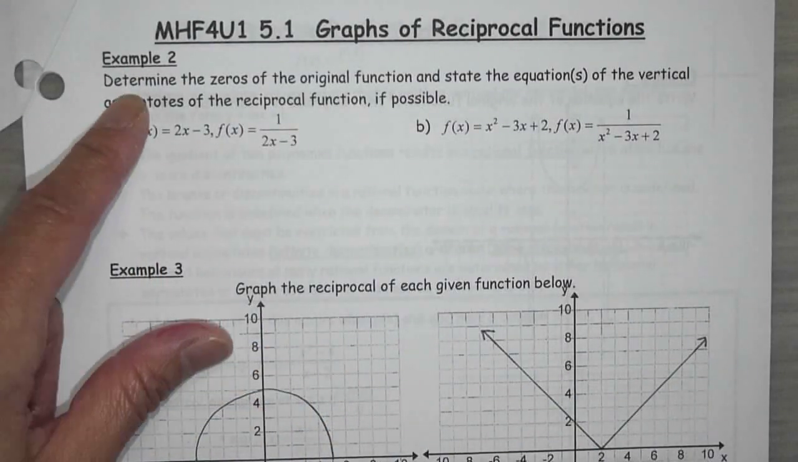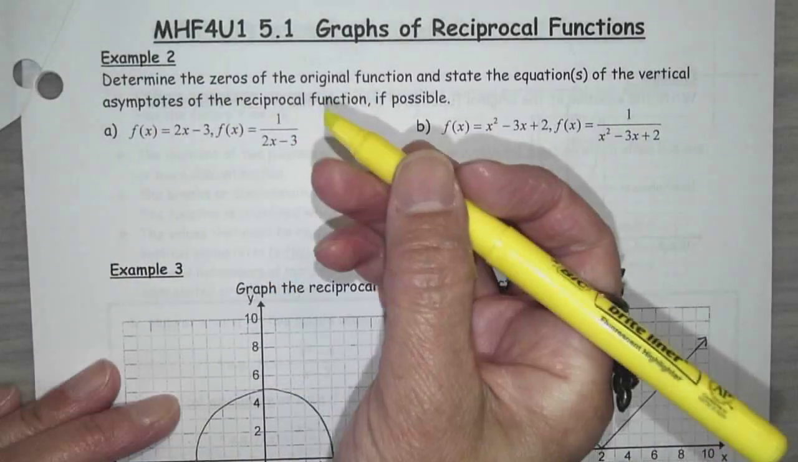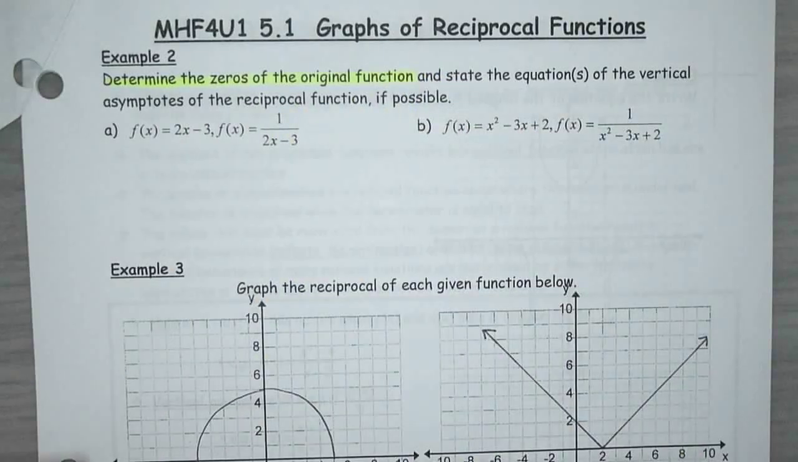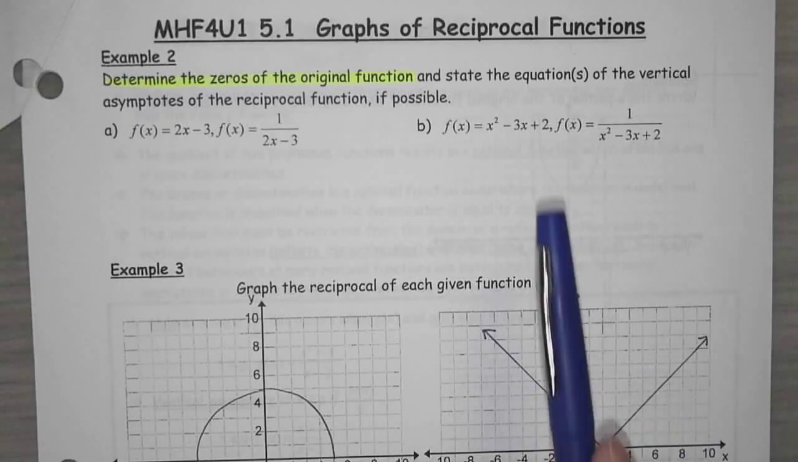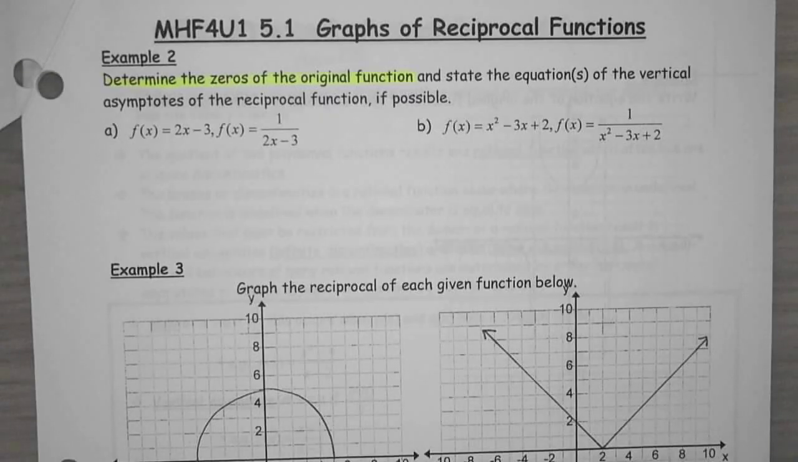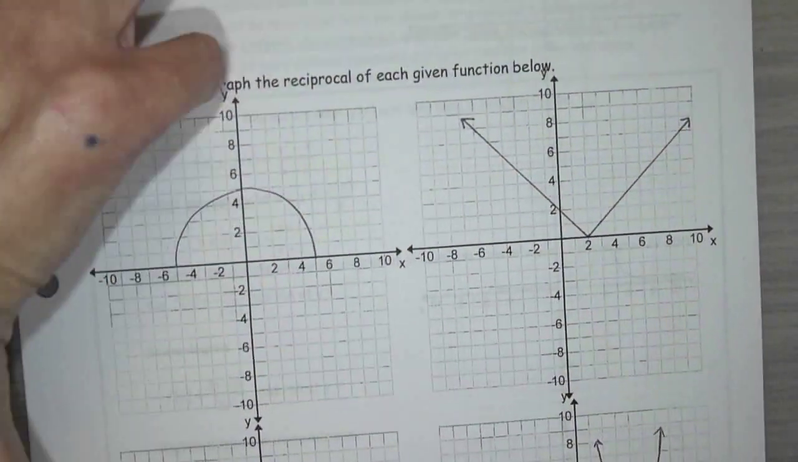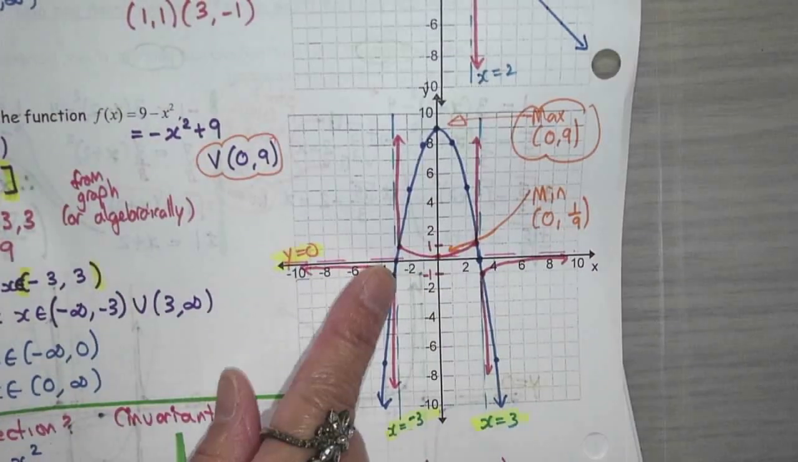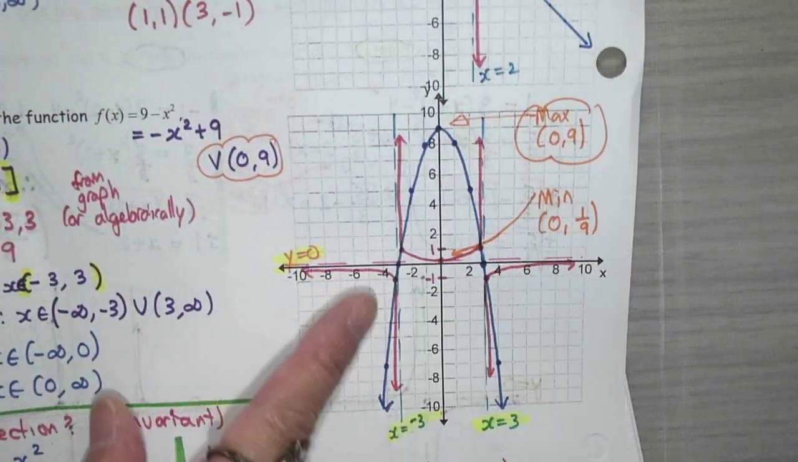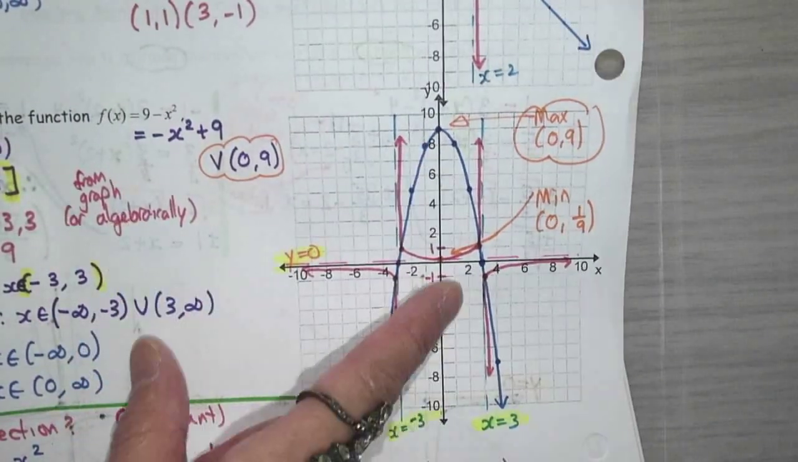Reading the question, it says determine the zeros of the original function. So make sure you're answering the question asked. Determine the zeros of the original function and state the equations of the vertical asymptotes of the reciprocal function. So one more time, we learned that whenever it hits the x-axis, it becomes a vertical asymptote. From over here, every time the original function, see this blue, hit the x-axis, it became a vertical asymptote.